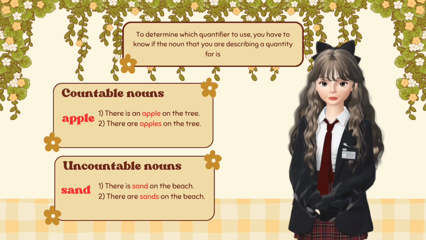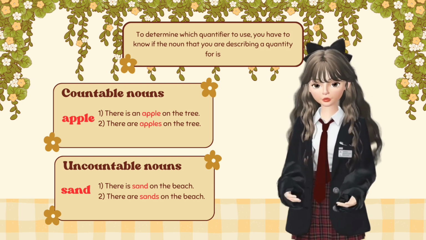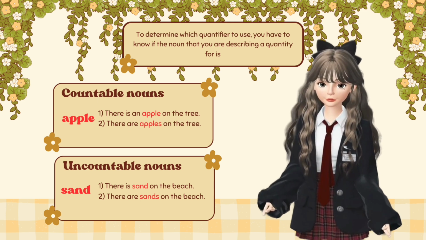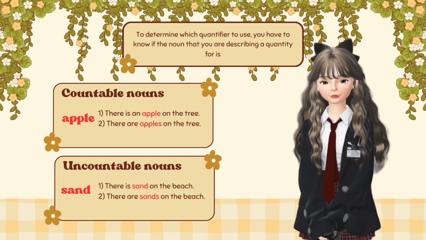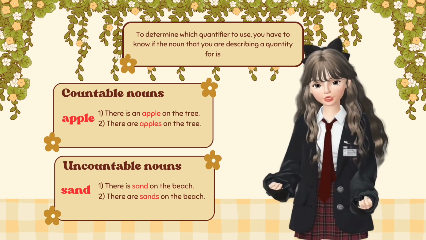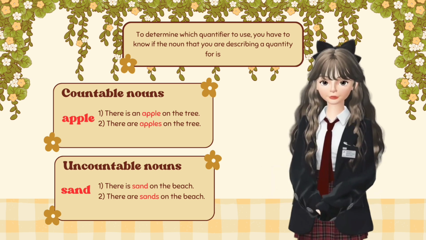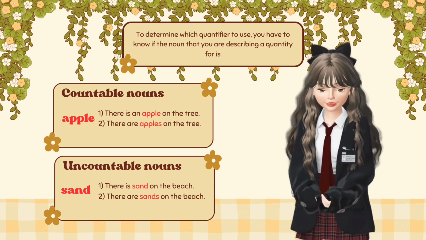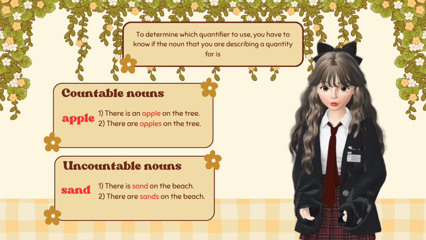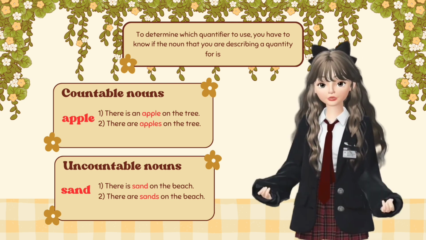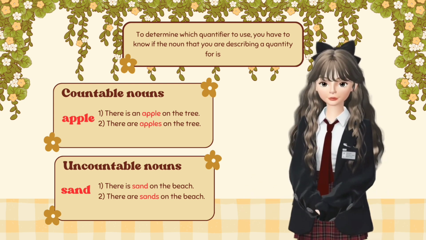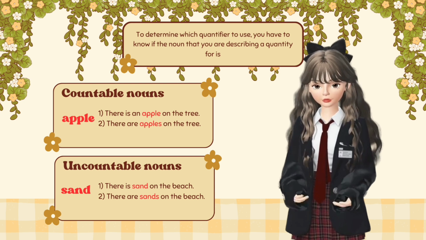In the first set of examples, we have the countable noun apple. Apple is a countable noun. We can count apples, so in the first sentence, there's an apple on the tree. This is another way to say there's one apple on the tree. In the second example, there are apples on the tree. We can count them, so we can add an S and say that there are apples on the tree. There are more than one apple on the tree.